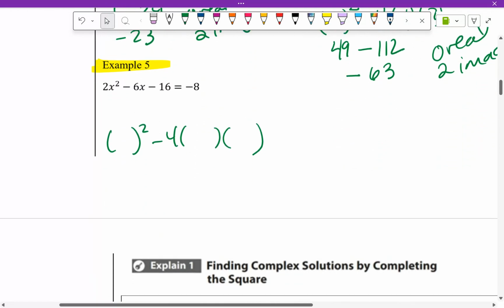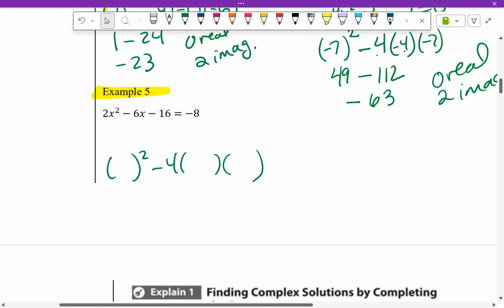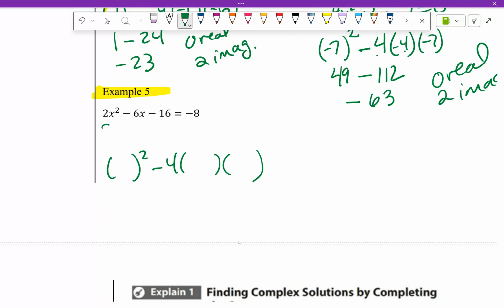All right, let's take a look at example 5. Is it quadratic? Yes. Is it equal to 0? Not so much. What do I have to do first? Add the 8. So 2x squared minus 6x. What do I get for the third term? -8 equals 0. All right, now we've got that.